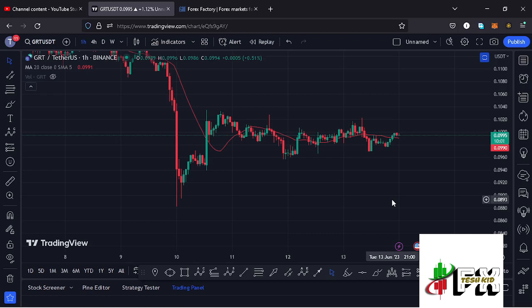And at the time of this recording, GRT is holding above the 20-day MA here on the 1 hour chart, which is now acting as support for us to continue gearing up.